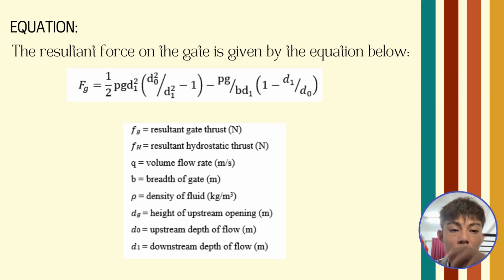So Fg is equal to the resultant gate thrust, and Q is equal to the volume flow rate. The unit we use is m³ per s. B is the breadth of the gate. ρ is equal to the density of fluid. The density unit is kg per m to the power 3. dg is the height of the upstream opening. d0 is the upstream depth of flow. d1 is the downstream depth of flow. The unit for both is meter, m.